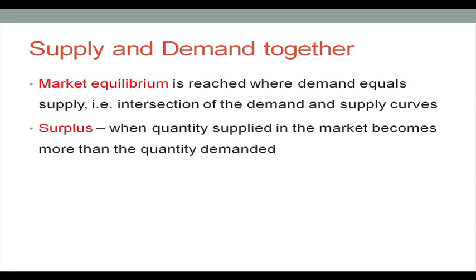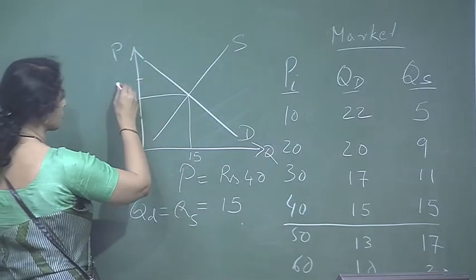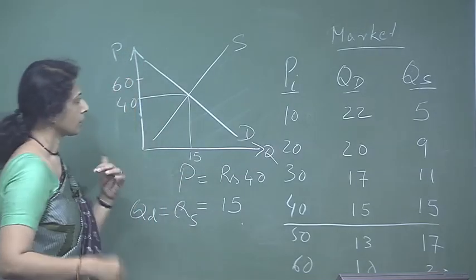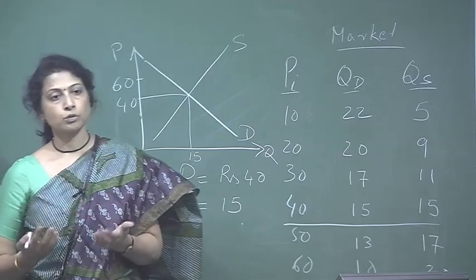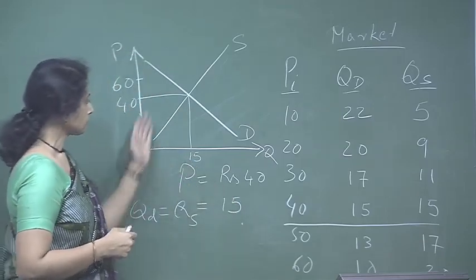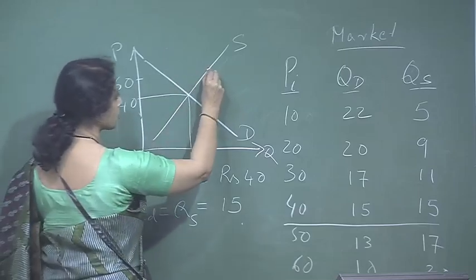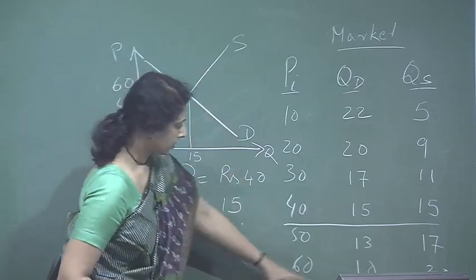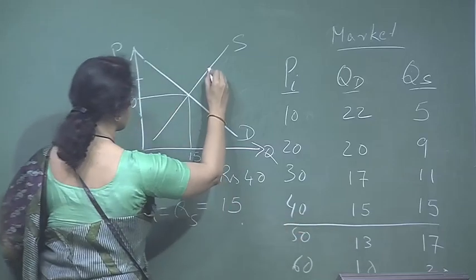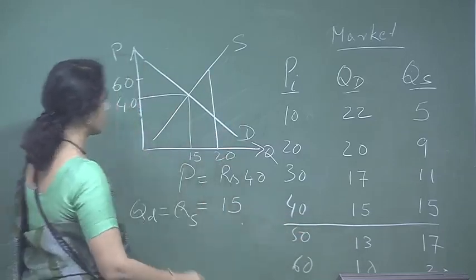When quantity supplied in the market becomes more than the quantity demanded. Say for example, what happens if the price goes up to say 60? Due to some reason the price has gone up to 60 in the market. So if the price is 60, the suppliers would be willing to supply 20,000 kgs of ice cream.